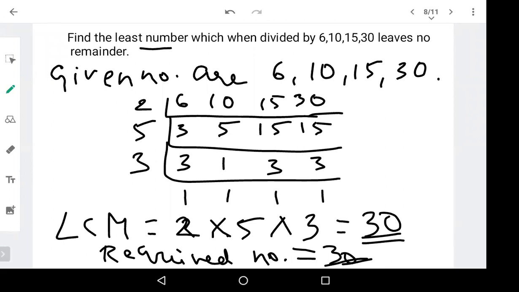Now here the problem says leaves no remainder. Since it says no remainder, we are not adding or subtracting anything. We will just find the LCM, and that LCM number will be the least number which will divide 6, 10, 15, 30 and will not have any remainder. Understood? Did you all understand this problem?